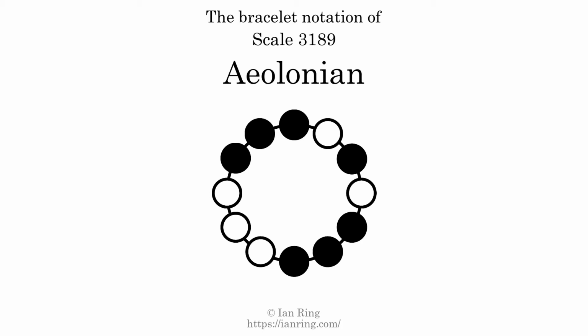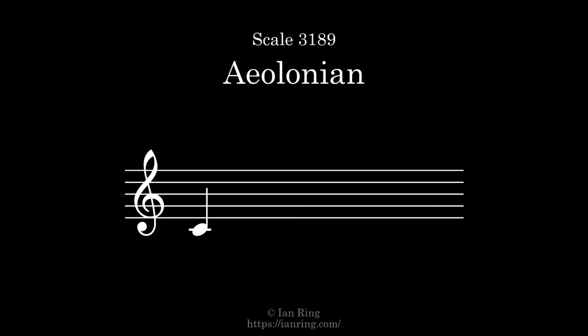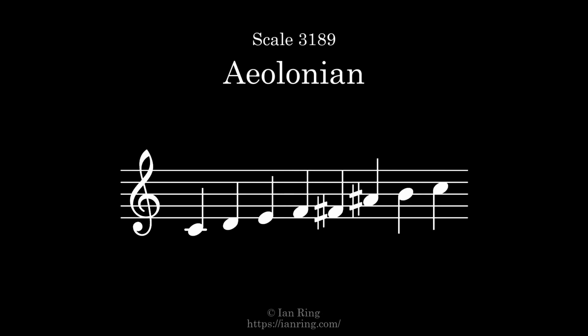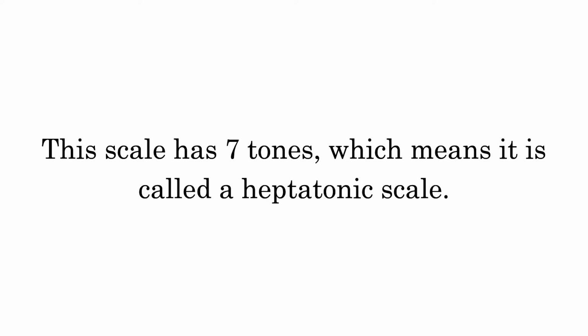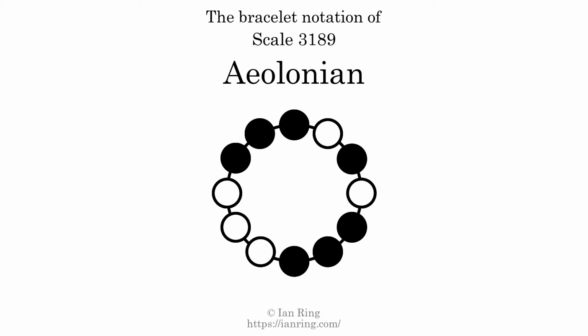3189, Aeolonian, which sounds like this. This scale has 7 tones, which means it is called a heptatonic scale. This is a bracelet notation diagram of scale 3189. The shaded circles represent tones that appear in the scale, and they are read clockwise, starting at the top.